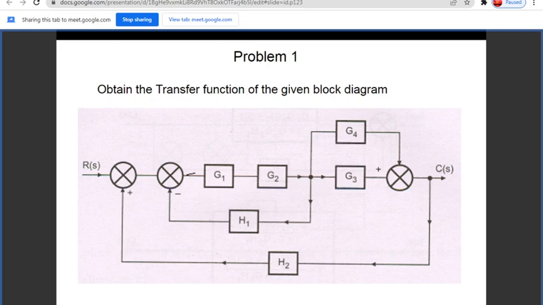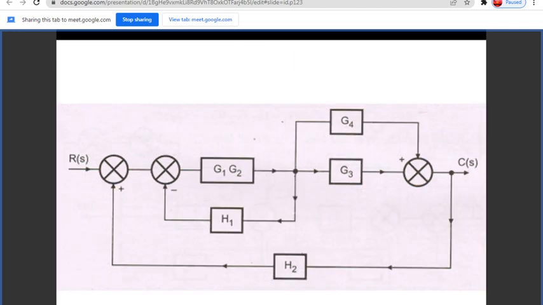If you are obtaining the transfer function of the block diagram, you can see the block diagram. We don't know where we have to start. Very simply, you can start with G1 and G2 in cascade. Just like that, you cascade G1 and G2. What is the next stage? Next, we can combine G3 and G4.